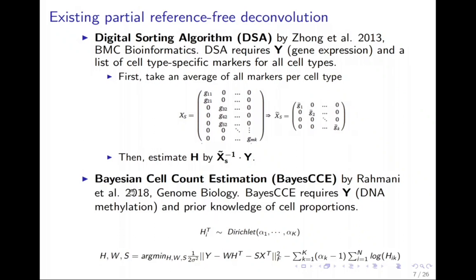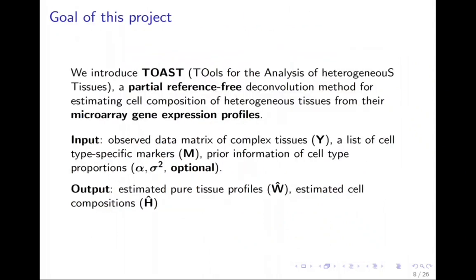The second method is called Bayesian cell count estimation, BCCE. BCCE asks for prior knowledge of cell proportions, but BCCE only applies to DNA methylation data. We realized that our question cannot be solved by those existing methods. We decided to propose our own method, which we call TOAST, for the analysis of heterogeneous tissue.